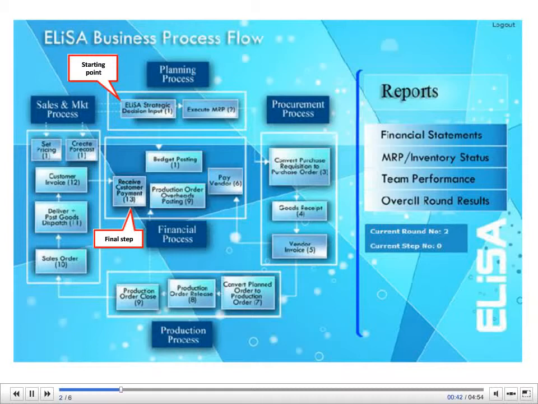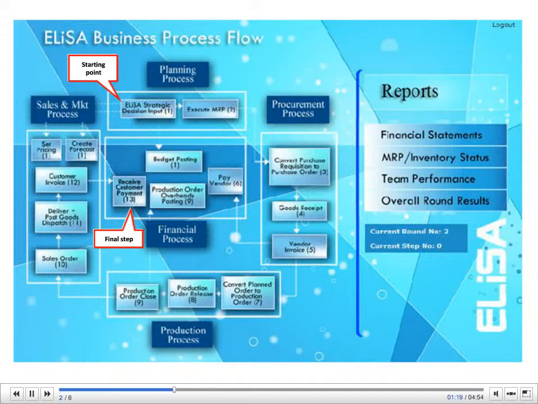This is the home page for the team login. On the left-hand side is the series of business process steps which need to be performed by every team, starting from Elisa strategic decision inputs, which is the first step, to receiving the customer payment, which is the 13th and final step. You can navigate to a particular step by clicking on that business process step box. The numbers within brackets correspond to the business process step number. These 13 steps are performed for all the 4 rounds. Each round represents one financial year.